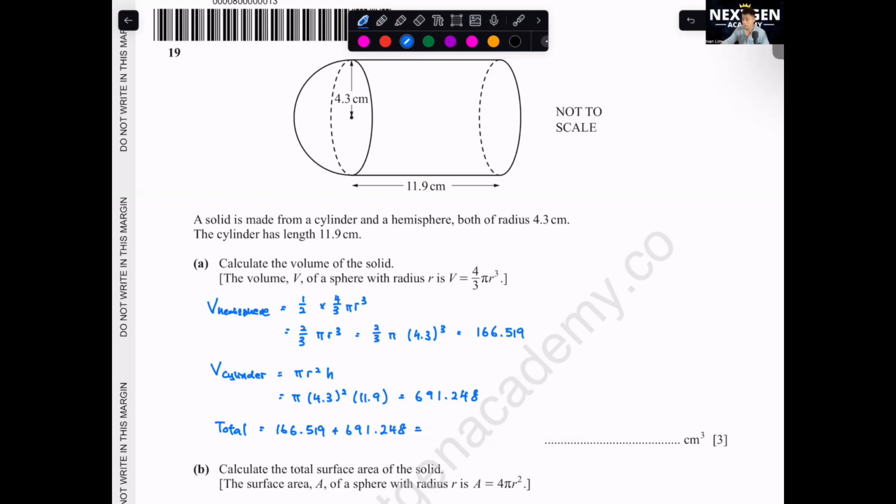We will get 857.766, right? 857.767. Normally you write to 3 significant figures, that is fine already. Don't write so many. You can write it either as 857.8 or 858, they will also accept it. Normally 3 significant figures.